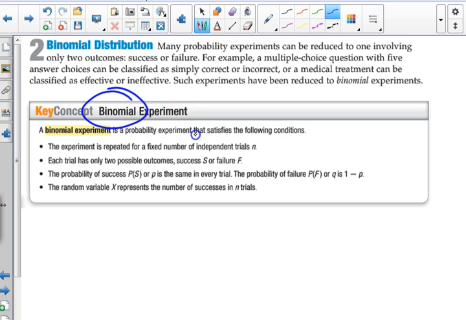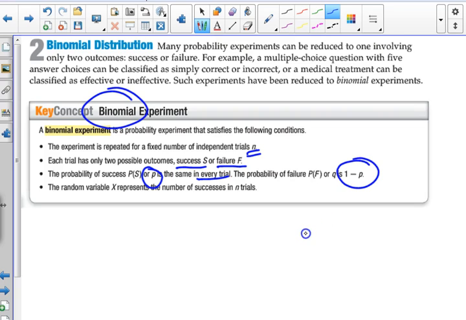A binomial experiment is anything where you either succeed or fail. Okay. There is a fixed number of trials N. There is success or failure. The probability of success is the same for every trial. And the probability of failure is 1 minus that. There can't be anything but success or fail. We're going to go through some examples here in a minute.